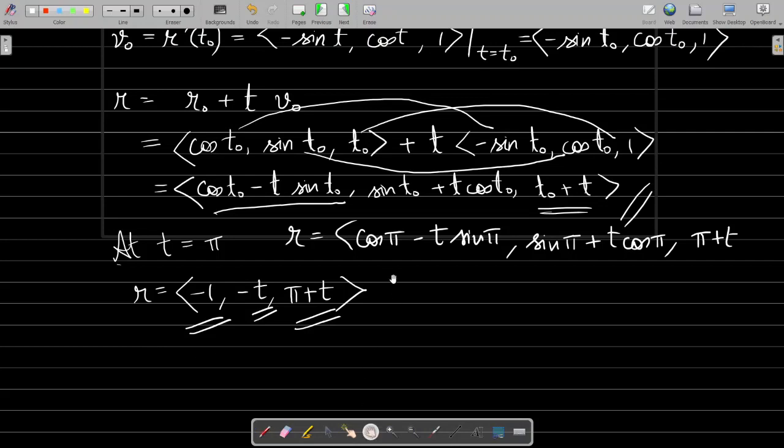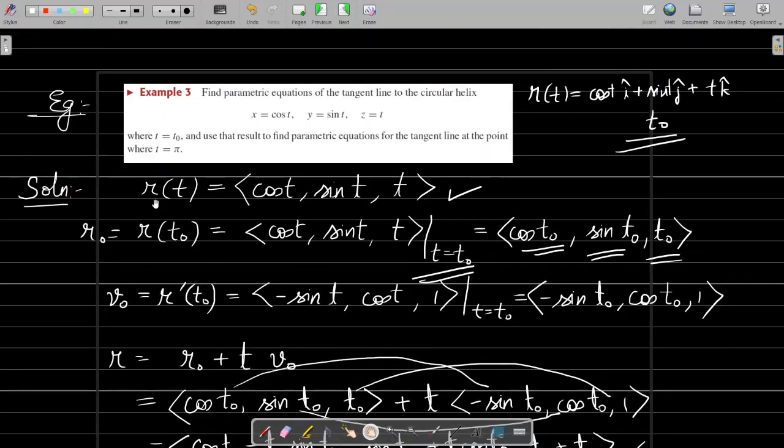Now instead of t naught, if they had directly asked you to find the tangent at the point pi, then what you can do is you find r of t. So substitute t equal to pi. So you will have cos pi, sin pi, pi. That is your r naught.